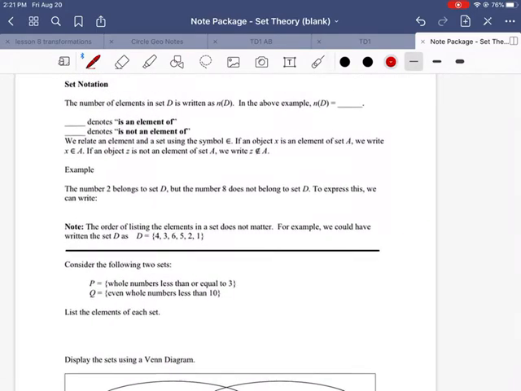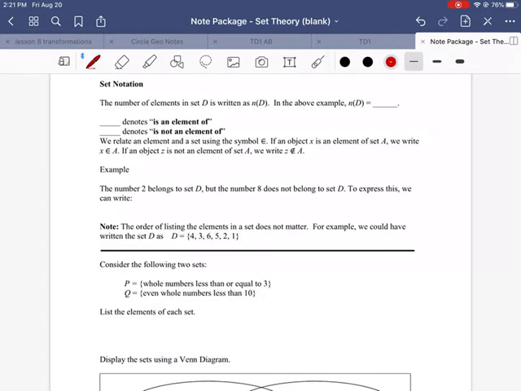Set notation. So the number of elements in a set D is written as n(D), with D in brackets. All right. Now this thing here is known as cardinality. Do you need to know that? Probably not right now. So in the above example, how many things are in the set? Well, there's 6 elements.